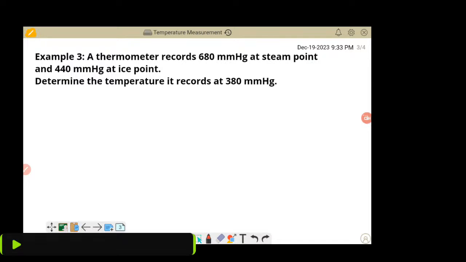Please, I want you to pay attention to this particular one. You can see that the reading given to us is less than the reading of the lower fixed point, that is the lowest point of the thermometer. And from the first two examples that we did, we have the reading in between the steam point and the ice point. But in this case, the reading is a bit below the lower fixed point, which means what we are considering here is below 0 degrees Celsius. It's going to be a negative value. So how do we go about this? We are still going to use the same method, but let's just pay attention.